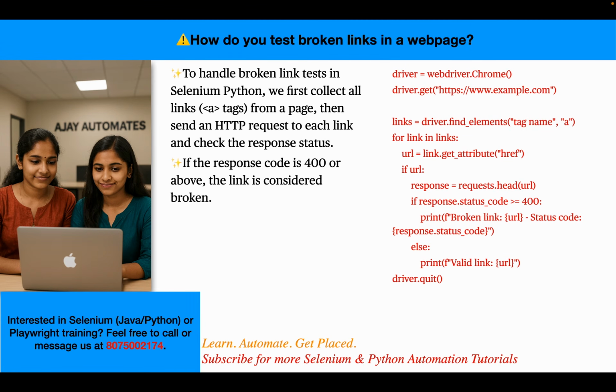So let's see the next question. How do you test broken links in a web page? To handle broken links, first we need to get all the links, which is tag name A. Then send an HTTP request to each link and check the response status. If the response code is 400 or greater, the link is considered to be a broken link, else it is fine.